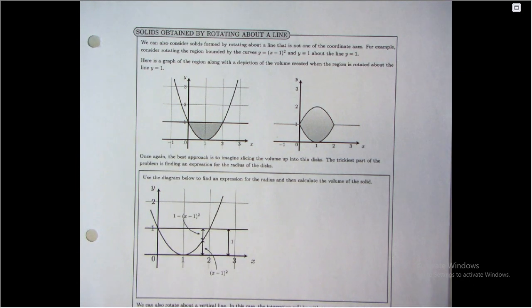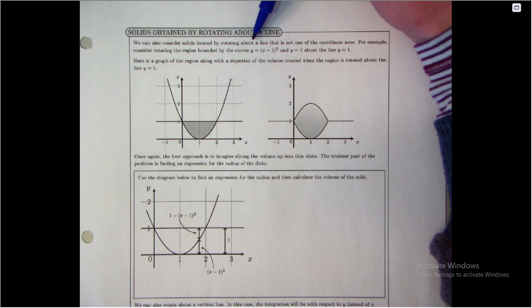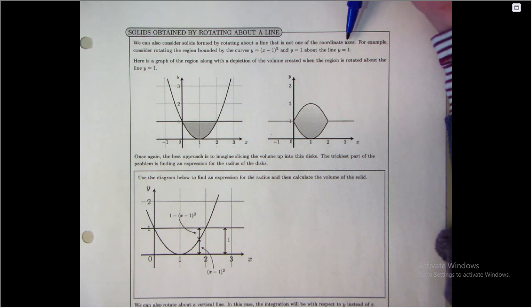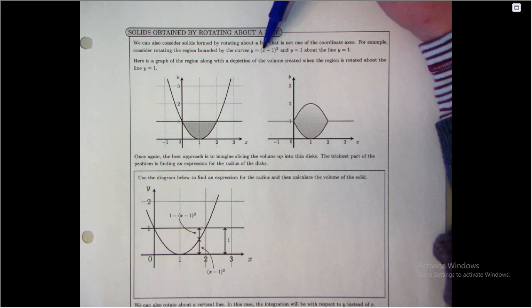The answer is that it all boils down to some old geometry. Maybe you remember segment addition. And here it is so, so important that you're drawing a picture. Okay, so we have an example. It says that we can also consider solids formed by rotating about a line that is not one of our coordinate axes. For example, consider the region bounded by the curves y equals x minus 1 quantity squared and y equals 1.